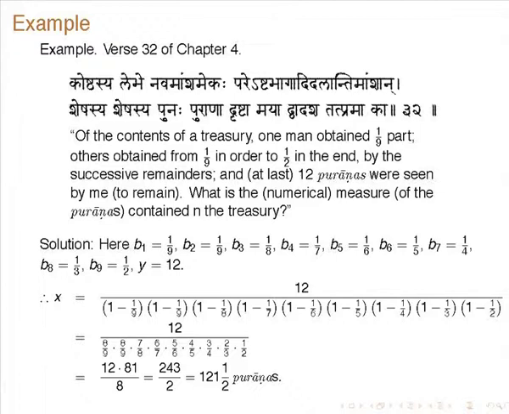So, here straight away use this method, b1 is 1/9, b2 is 1/8, etcetera, etcetera, up to half, and then 12 is what is found.